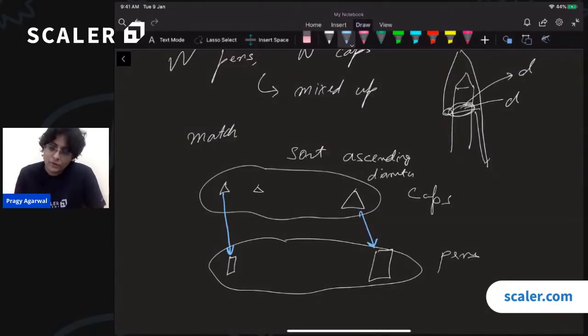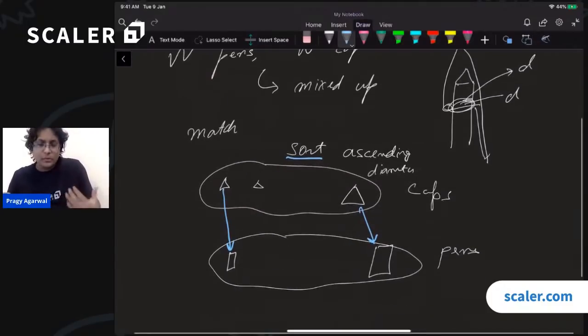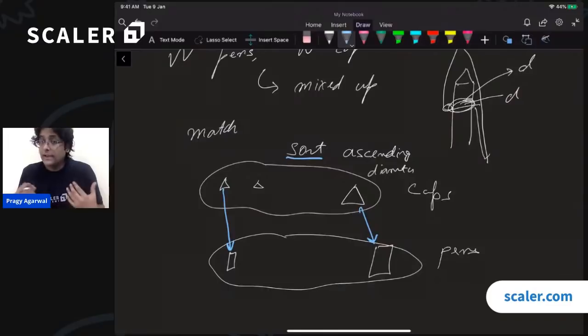That is supposed to be the case. But how exactly would you sort them? Remember that for sorting, you will need to compare the caps. If you're going to sort the caps, or if you're going to sort the pens, you will need to compare different pens, and you will need to compare different caps. How will you do that if you can't really tell which cap is larger or which cap is smaller by looking at the cap? Does that make sense? So this seems like a good approach. Sorting will definitely solve the problem, but we are not sure exactly how we will sort.